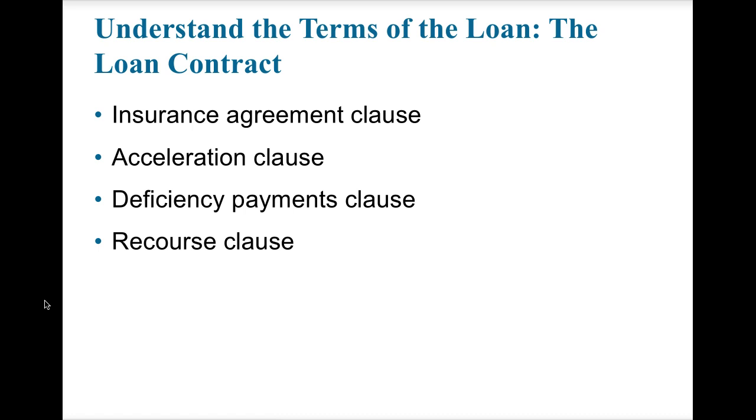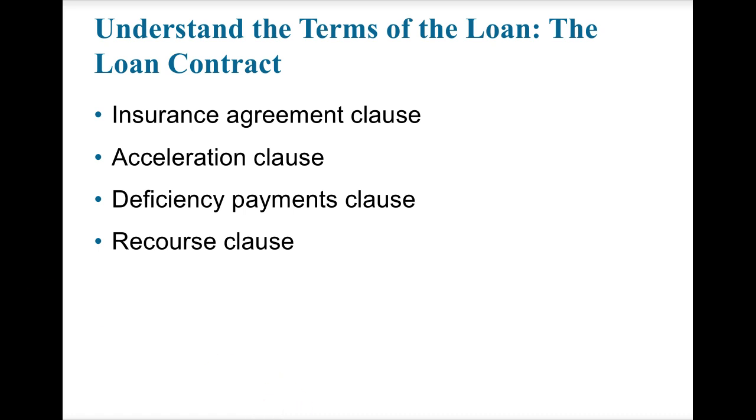Now, a recourse clause defines what action a lender can take to claim money from you in case of default. So the recourse clause will allow the lender to garnish your wages, or maybe even go to your savings and checking accounts for the money.